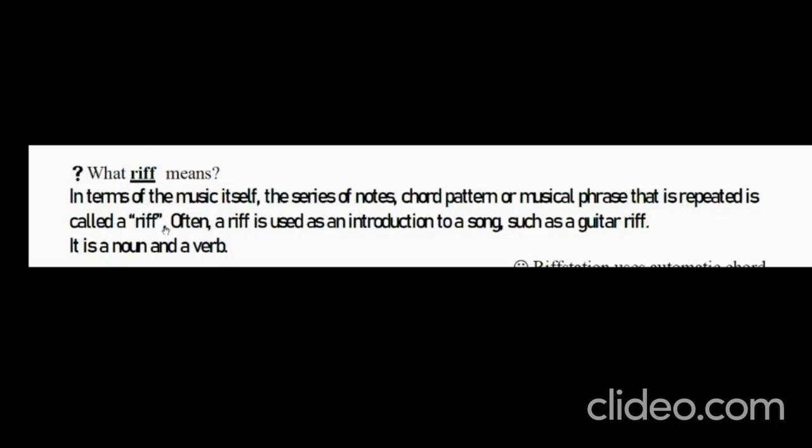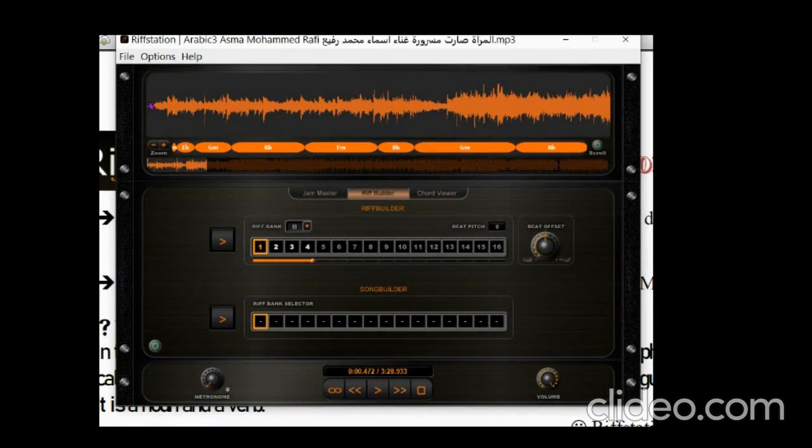By the way, what is a riff? In terms of the music itself, a series of notes, chord pattern, or musical phrase that is repeated is called a riff. Often a riff is used as an introduction to a song, such as a guitar riff. It is a noun and a verb. In the case of this song, you can hear the riff at the very beginning of the music, before the singer starts to sing. So this is a riff. This is the riff of this song.